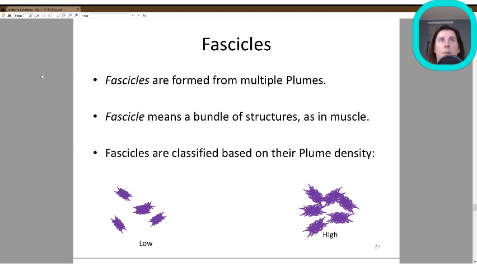There is a flow. Anyway, the fascicles are formed from multiple plumes. Fascicle means a bundle of structures. It's like a muscle. If you do a cross section of a muscle, you see the muscle itself. You cut the muscle in half and pull out one of the little bundles. That's a fascicle. There's a reticulum that helps do it. But the whole idea here is you're starting to see these.